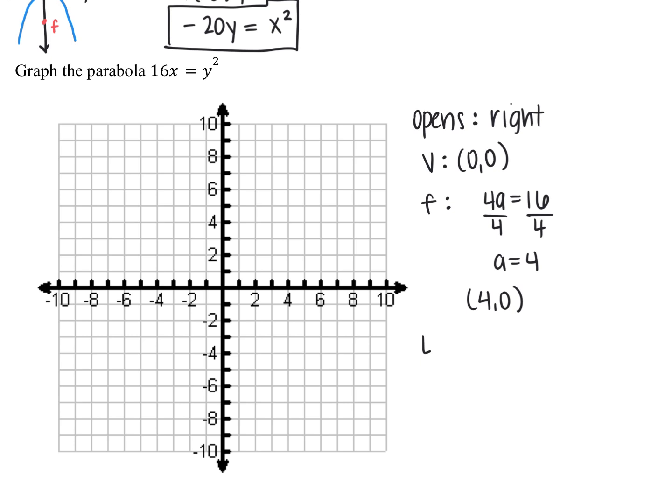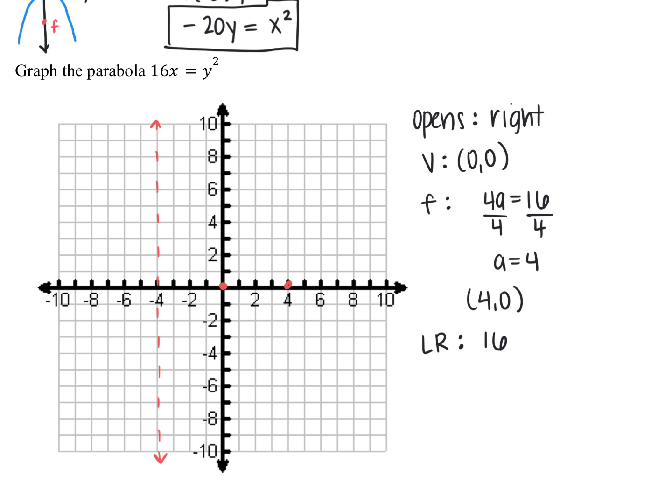And then lastly, I'm going to use my latus rectum to figure out the width, which is the absolute value of 4a, which is going to be 16. So that tells me the width of my parabola at my focus. So now I'm going to start plotting my points. My vertex is at 0, 0. My focus is at 4, 0. Also going to draw my directrix. That has to be the same distance, so it's going to be at negative 4, and it's going to be a vertical line.